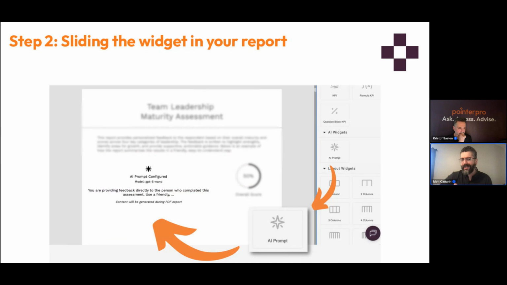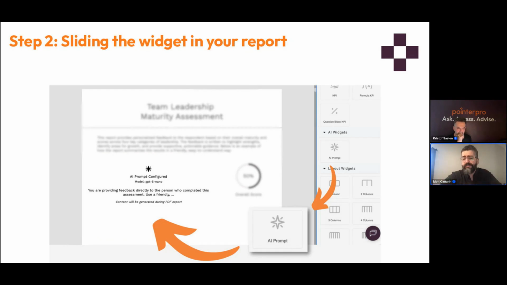Next slide, we're on to step two. So just like adding any other piece of content within our report builder, this really is as simple as drag and drop, right? All you need to do is slide our new AI widget into your report, wherever you want to provide this AI-generated feedback. P.S. I do want to mention, please do leverage our column layout widgets, which really allow you to dial in the physical location of this feedback within any page of your report.